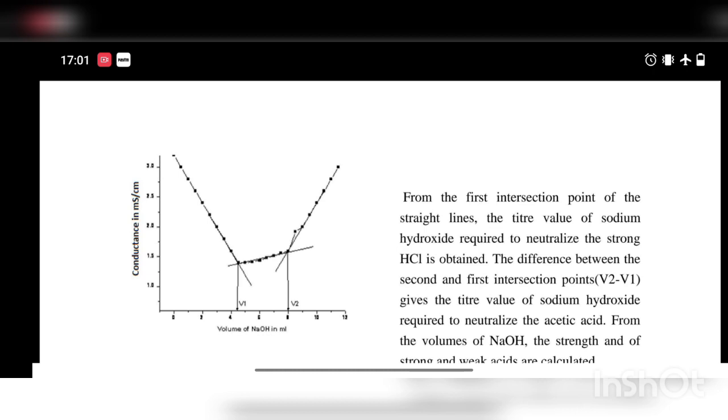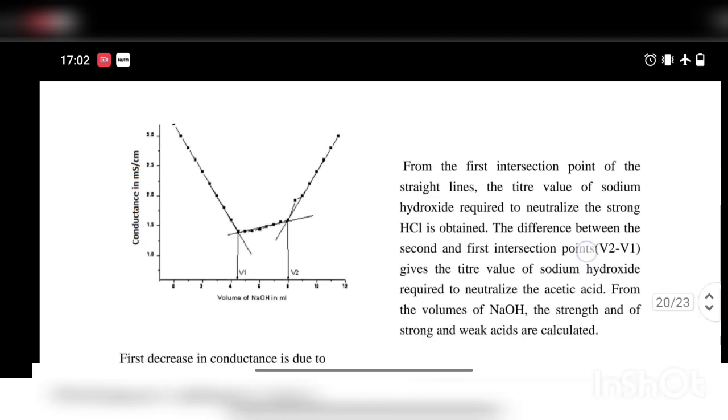Initially, when NaOH is added to the mixture of acids, first HCl is neutralized. The fast moving H+ ion is replaced with the slow moving Na+, so conductivity decreases. Then after the neutralization of the strong acid, there is a production of strongly dissociated acetate and Na+, so again a slow increase in conductance. Then again neutralization of the weak acid. After the neutralization of the weak acid, conductivity increases again due to the production of OH- ions.